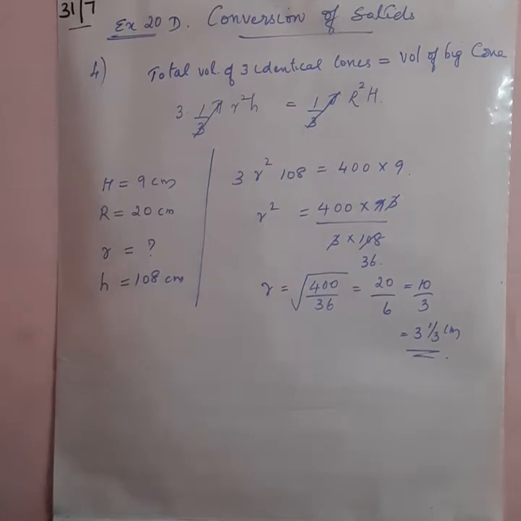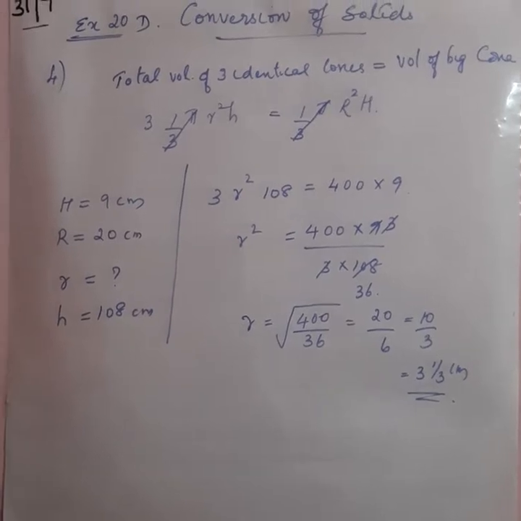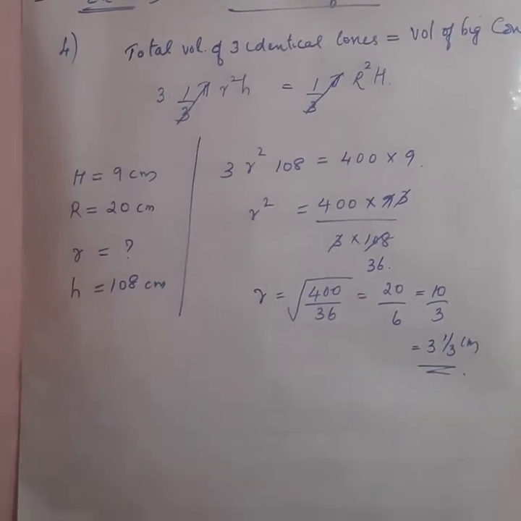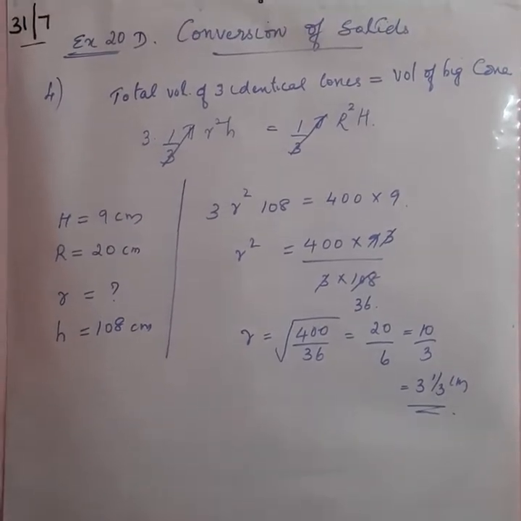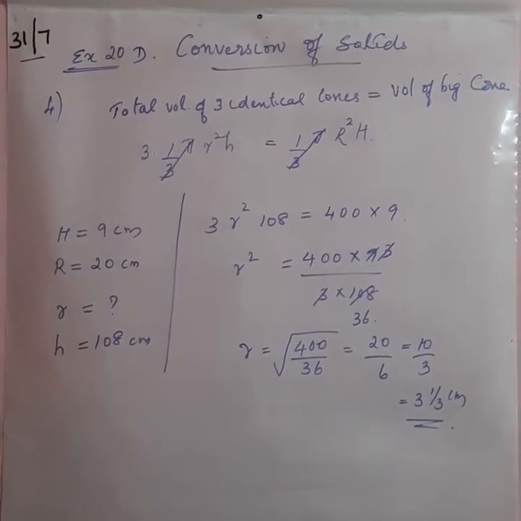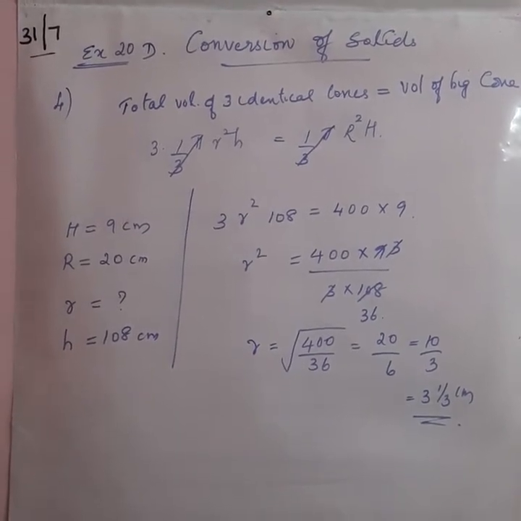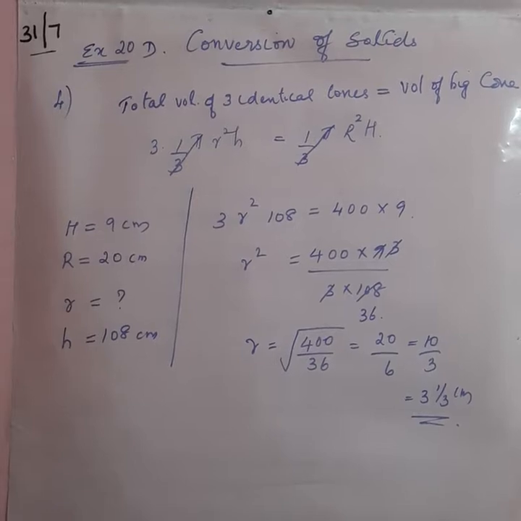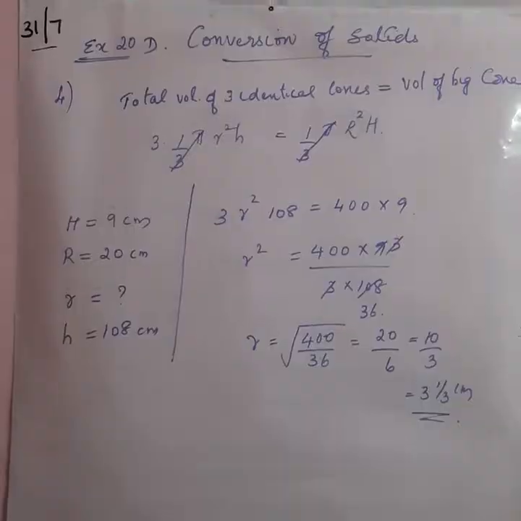Height H, capital H, is the height of the bigger cone, capital R is the radius of the bigger cone. But radius is not given, diameter is given, so you have to find out the radius, 20 centimeter. And the height of the small cone is given, 108, radius you have to find out. Equating the volumes, that is, volume of the 3 identical cones, total volume means 3 times volume of one cone. It is the same as the volume of the bigger cone. After equating, you can find what R is. The final answer you get is 3 1/3 centimeters.